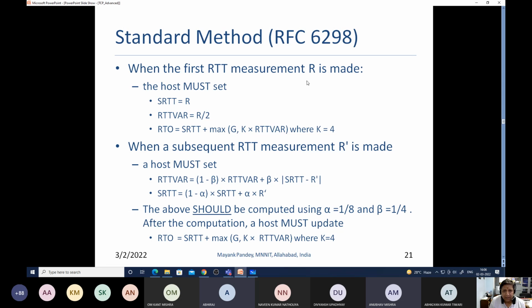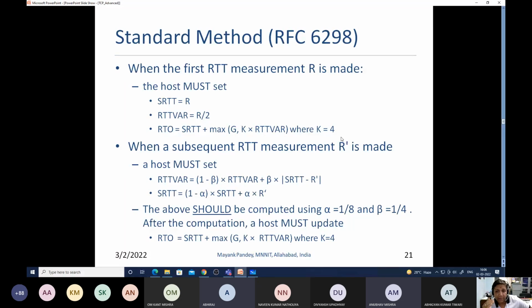When the first RTT measurement R is made, the host must set smooth RTT as R, RTT var as R by 2, and RTO would be by this equation: SRTT plus max of granularity, comma, K into RTT var, where K equals 4. That is the first. When the first RTT measurement is made, SRTT is R, RTT variance is R by 2, and RTO would be by this equation.